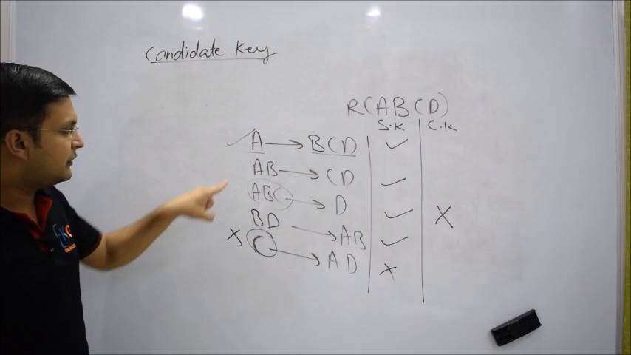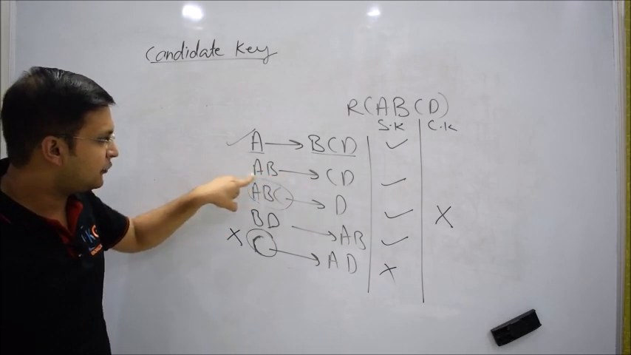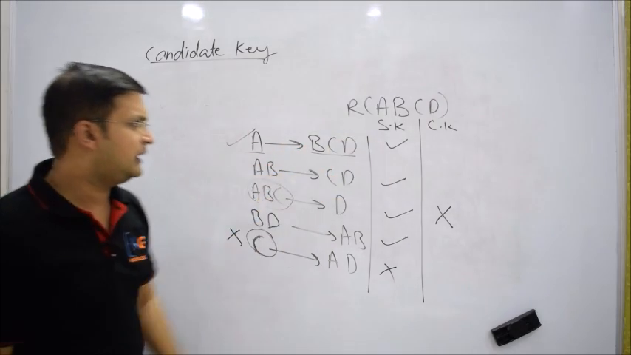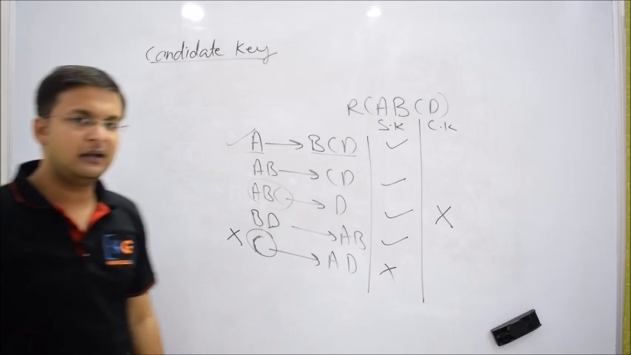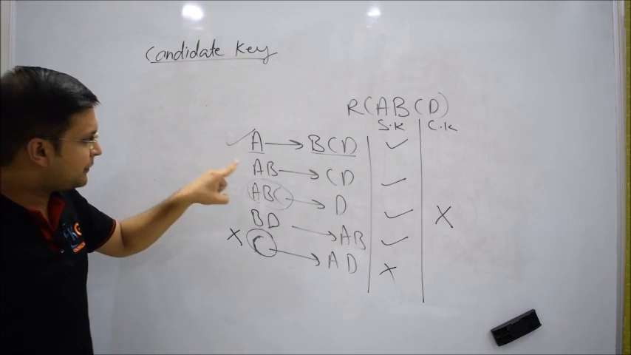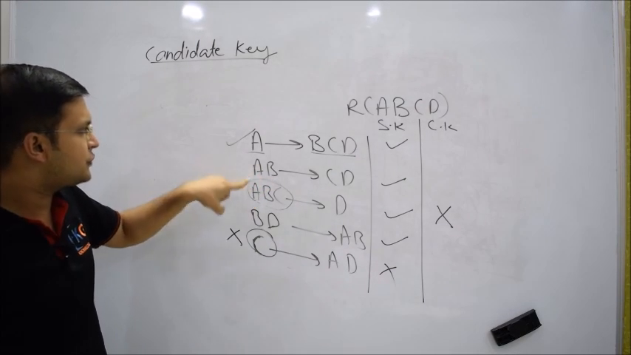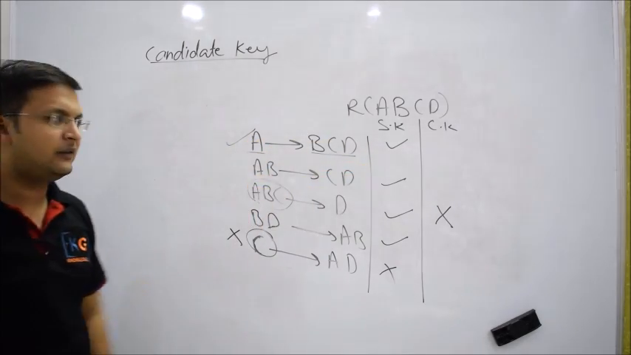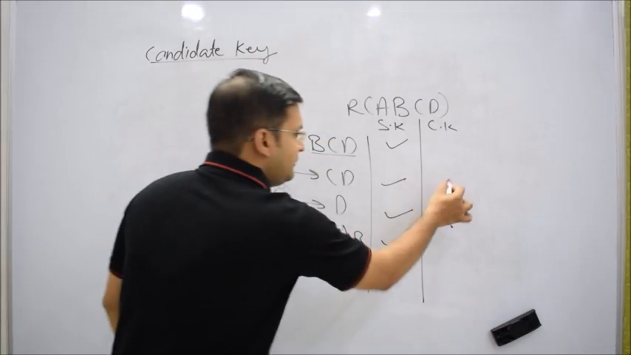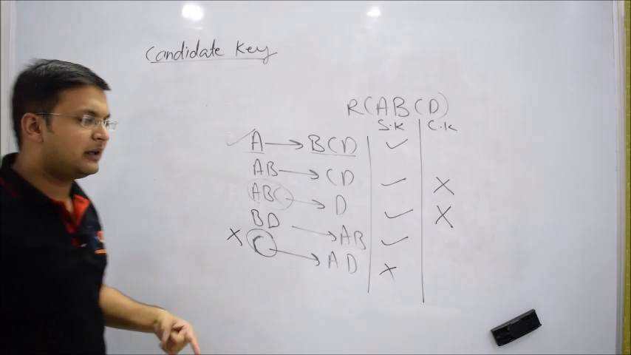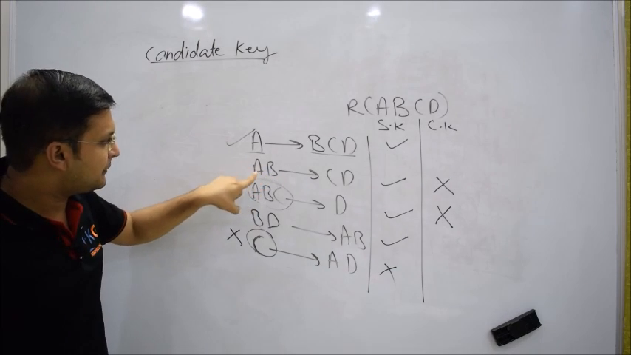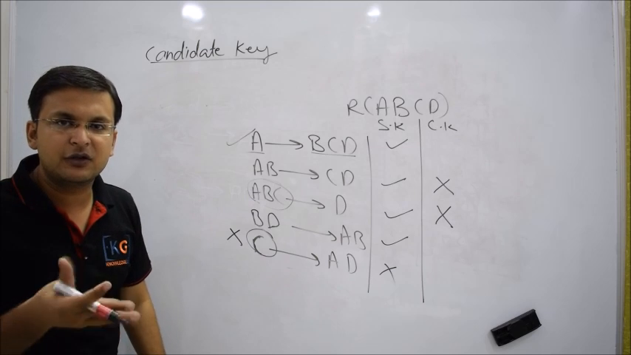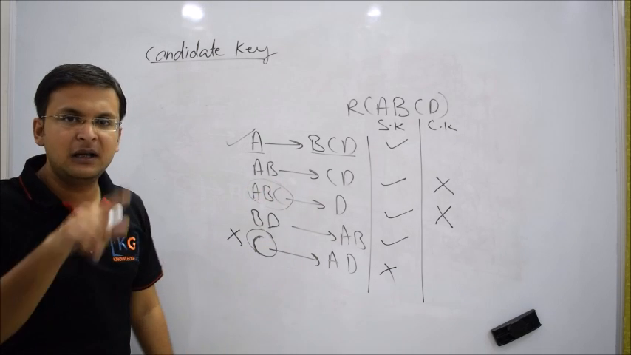Now let me ask you, is AB a super key? Yes, because we have already proved it. With AB you can find C, D. Is AB a candidate key? There is a proper subset of AB, which is A. And is A also a super key? Yes. It means AB is not minimal, so it is not a candidate key. Your proper subset A can do the same work that you can do, so there is no need for you, you are not minimal.